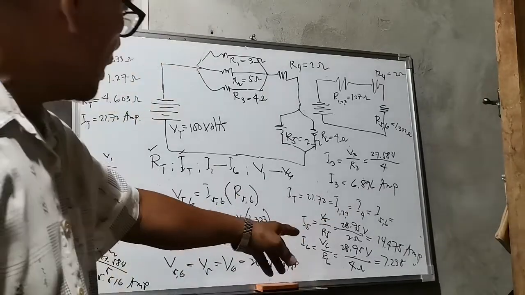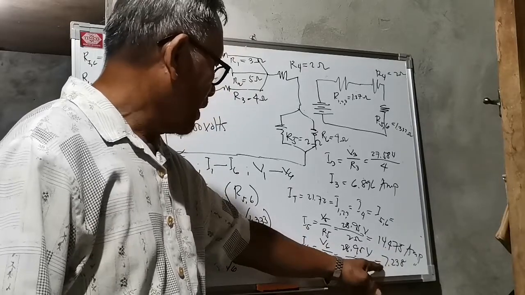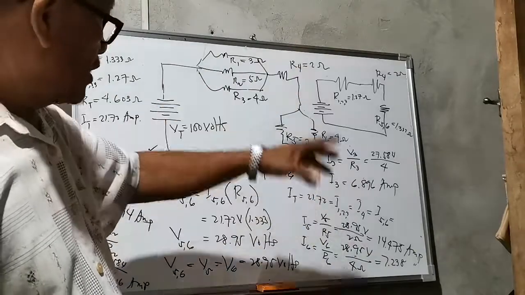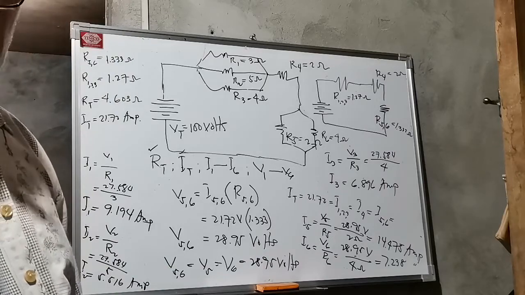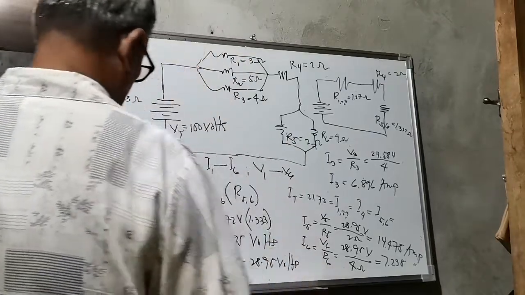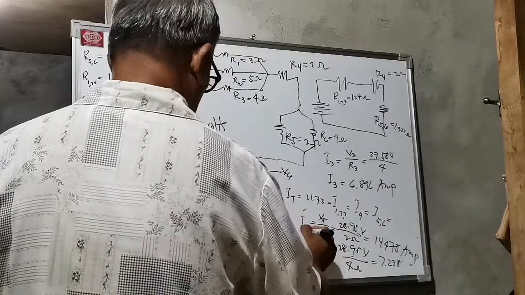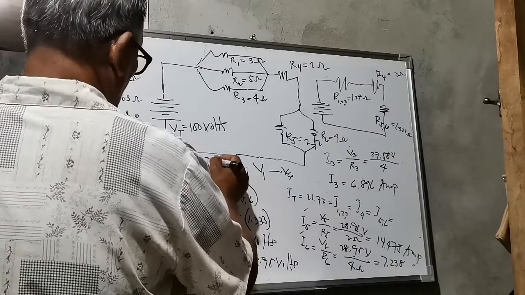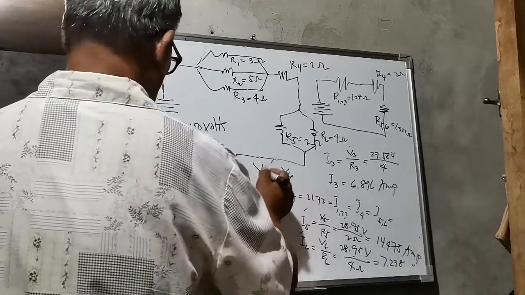We are going to check if I5 and I6 will give us the same value as I total, which is 21.72. 14.475 plus 7.238. If our answer will give us 21.72, then our solution will be correct. It gives 21.71, which is already accepted as correct. Therefore, individual I5, I6 has been already solved. I1 to 6 is approved, and V1 to 6 is also being solved.